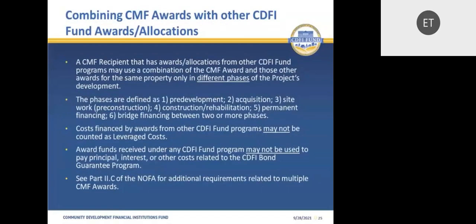Next slide. One note here on combining CMF awards with other CDFI Fund awards or allocations. A CMF recipient that has awards or allocations from another CDFI Fund program may use a combination of the CMF award and those other awards for the same property, but only in different phases of the project's development. And the phases are defined as: 1, pre-development; 2, acquisition; 3, site work or pre-construction; 4, construction or rehabilitation; 5, permanent financing; and 6, bridge financing between 2 or more phases. And then costs that are financed by awards from other CDFI Fund programs cannot count as leveraged costs, as we talked about before.